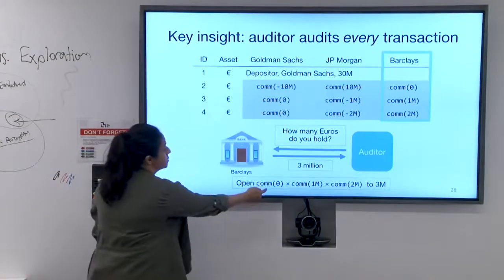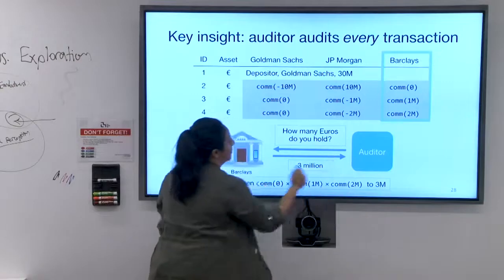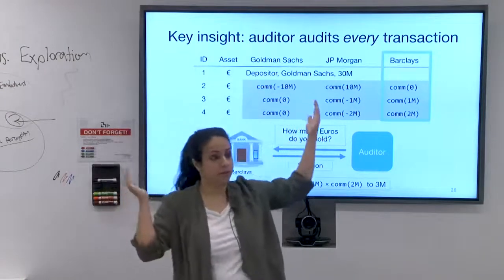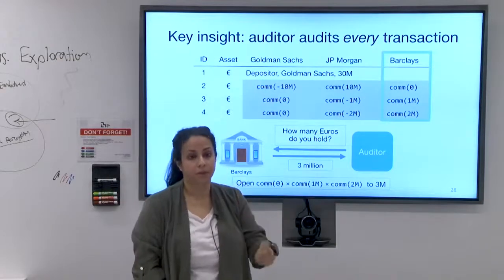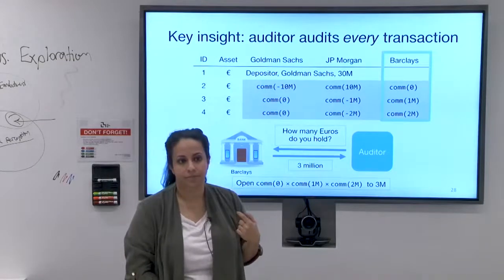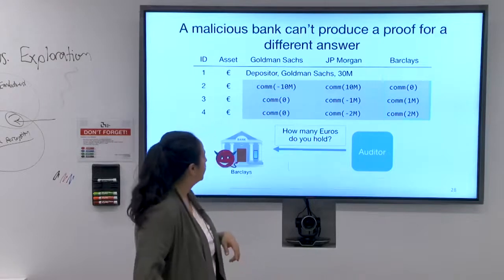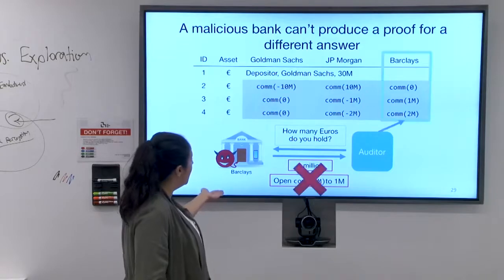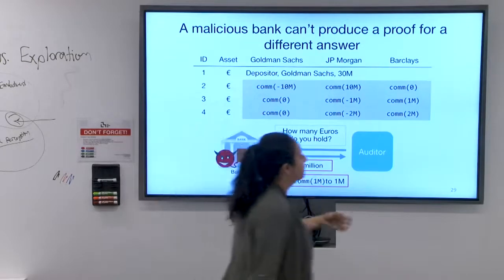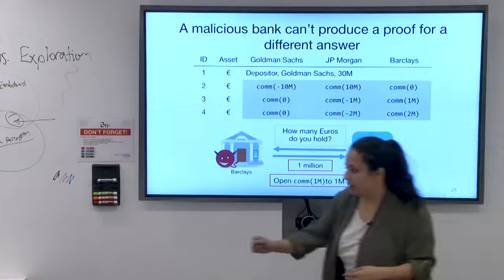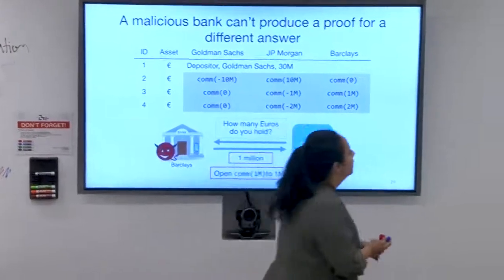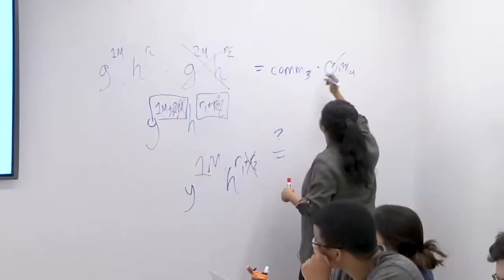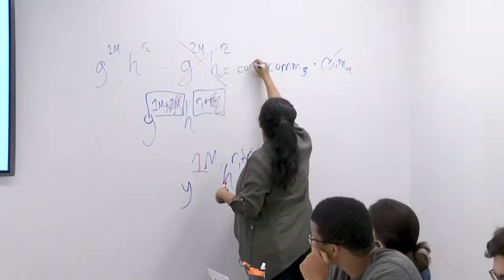So what happens here is the auditor's going to look at everything. They're actually going to multiply 3 commitments together, because there's 3 commitments in that column, and it doesn't know which ones are 0 and which ones are not 0. But the 0 doesn't contribute to the sum. And so a malicious bank can't actually lie to the auditor, because in this case, the bank is not going to leave out commitment 4. And in fact, it's also going to include commitment 2.